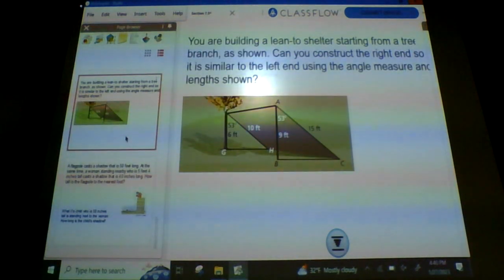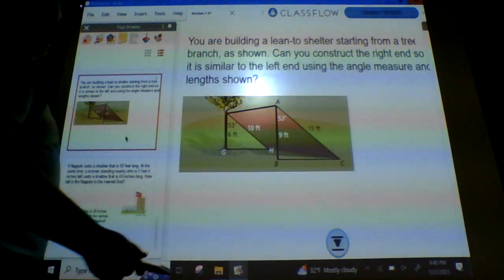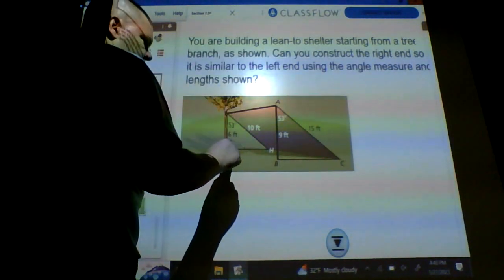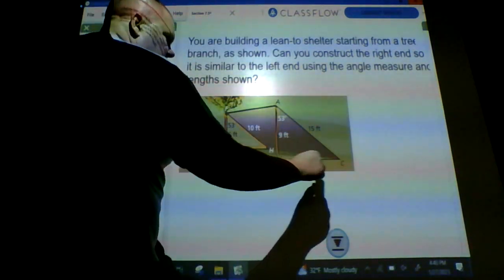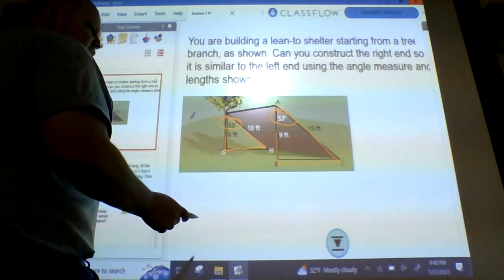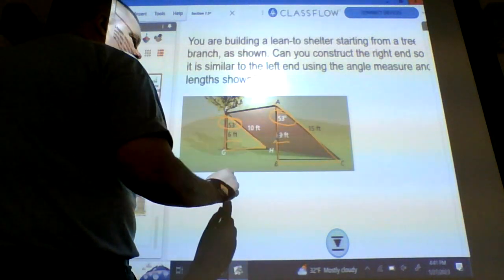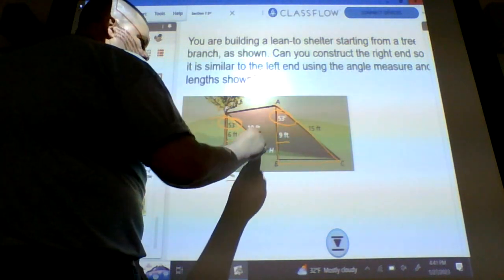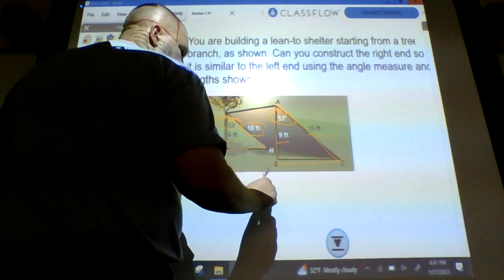You're building a lean-to shelter starting from a tree branch as shown. Can you construct the right end so it's similar to the left end using the angle measures and lengths shown? So what I'm looking at is this triangle here, is that similar in size to there? Well, we know that our angles at A and F are the same. So what we need to compare is 6 over 9 in the same ratio as 10 and 15.